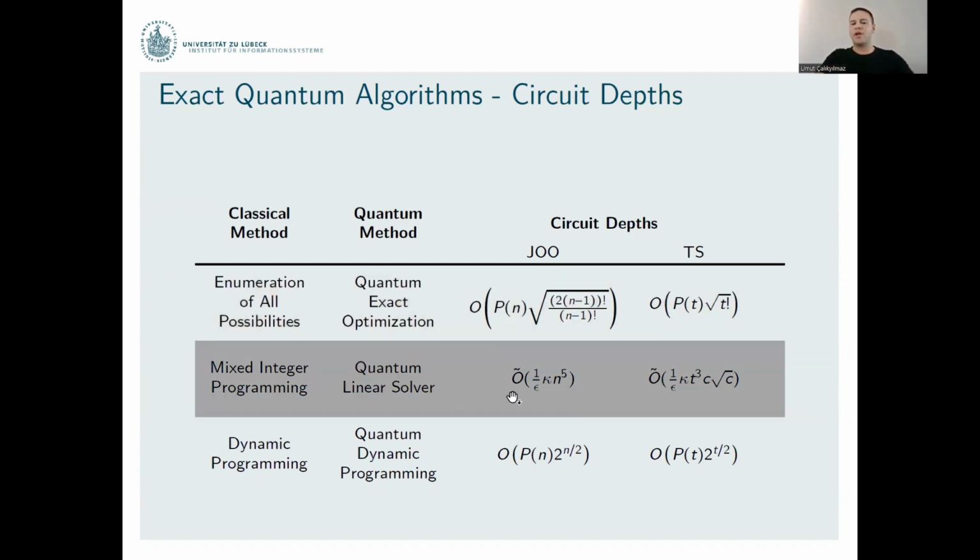For quantum linear solver, the circuit depth is in the order of the fifth order of n for join order optimization, and in the third order of t times 1.5 order of c, which are much lower than quantum exact optimization. So these can be applied for some moderate sized problems.